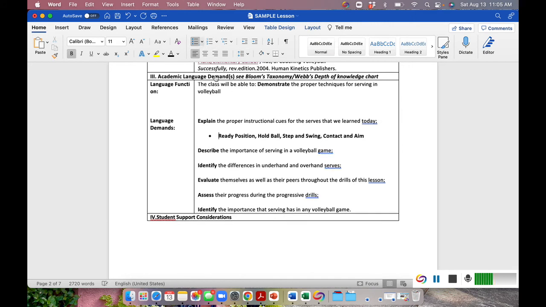Our instructional cues, you'll frequently hear myself, Dr. Davis, or Mr. Heatherly talk about, what are your cues for this lesson? Cues are a nice way to help students remember the proper steps to complete the skill. So in this instance, it's ready position, hold the ball, step and swing, contact and aim. The key is making these easy for students to remember, especially those younger students.